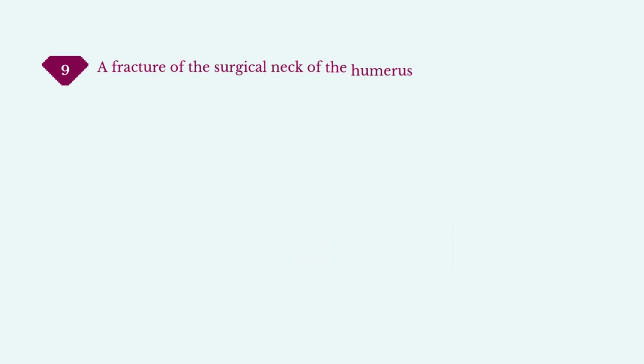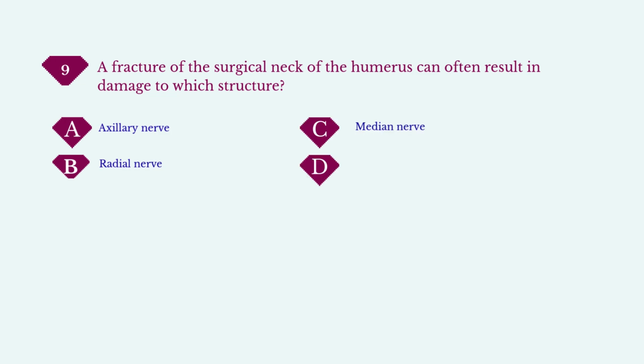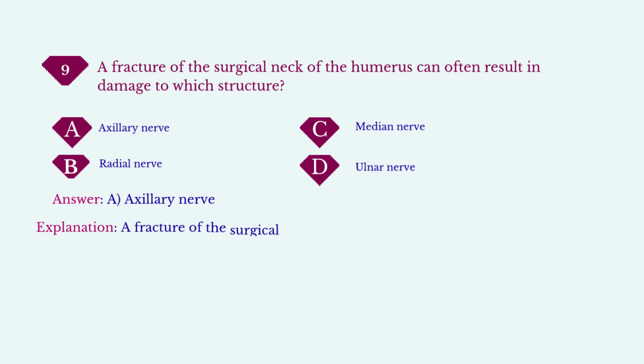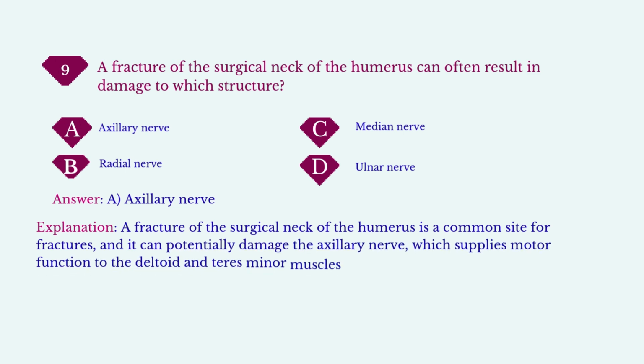A fracture of the surgical neck of the humerus can often result in damage to which structure? A. Axillary nerve. B. Radial nerve. C. Median nerve. D. Ulnar nerve. Answer: A. Axillary nerve. Explanation: a fracture of the surgical neck of the humerus is a common site for fractures, and it can potentially damage the axillary nerve, which supplies motor function to the deltoid and teres minor muscles and sensory input to the skin over the shoulder.